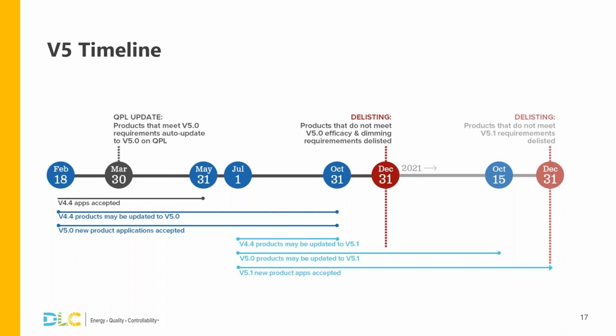July 1st is the first day that version 5.1 applications are accepted. Products that do not meet version 5 requirements will be delisted on December 31st. So another way to say that is any products that exist on the QPL now that are 4.4 will remain listed until December 31st, 2020. A similar date for version 5.1 is December 31st, 2021. So products that don't meet those quality of light and the comprehensive dimming requirements will be delisted on that date. Again, more coming on the timeline a little bit later.